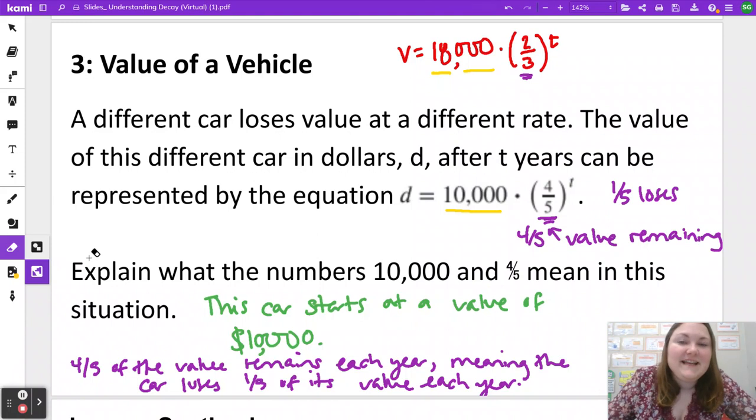The goal for this lesson is that we're able to do both. That if I give you a story, you're able to come up with the equation, but also if I give you an equation, you know what the story is and you know what those two numbers represent.